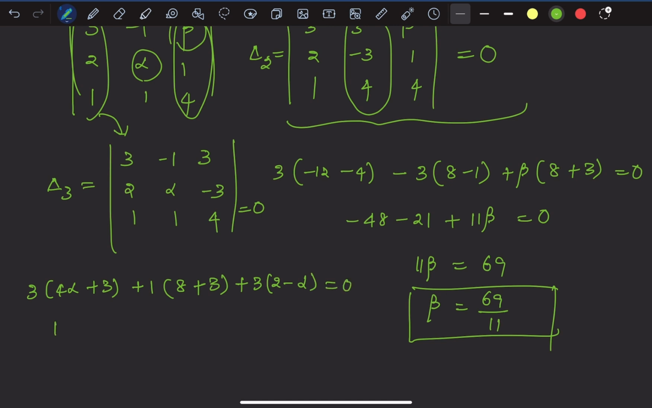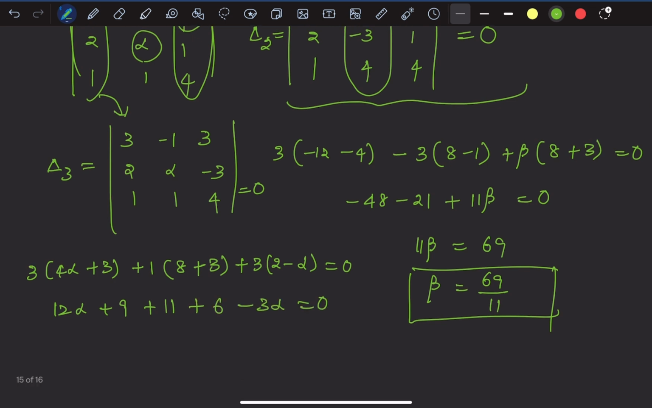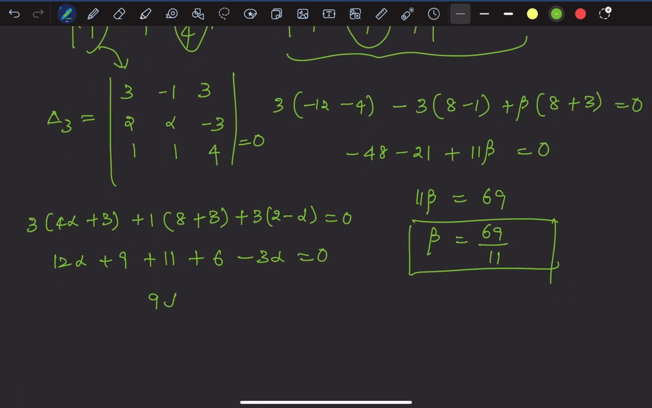So this is simply 12 alpha plus 9 plus 11 plus 6 minus 3 alpha is equal to 0. 12 alpha minus 3 alpha is 9 alpha. This is simply 9 plus 11 plus 6, that is 26. Alpha is equal to minus 26 by 9. So we got the values of both alpha and beta.